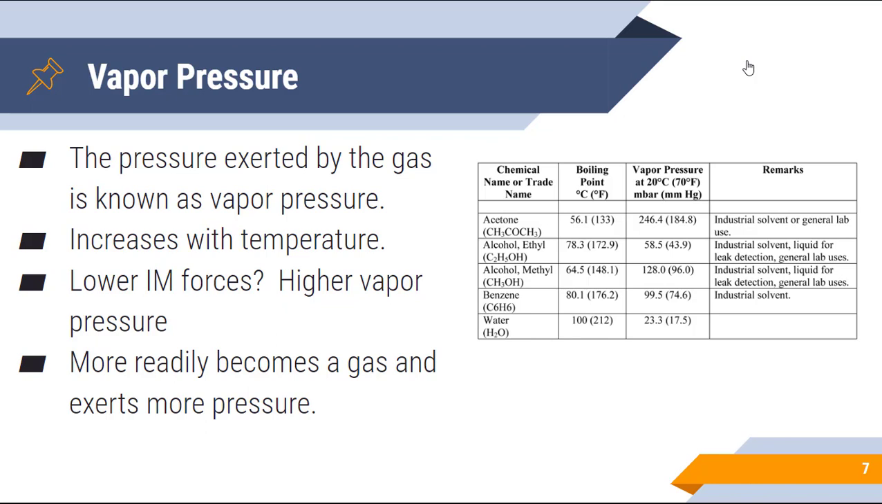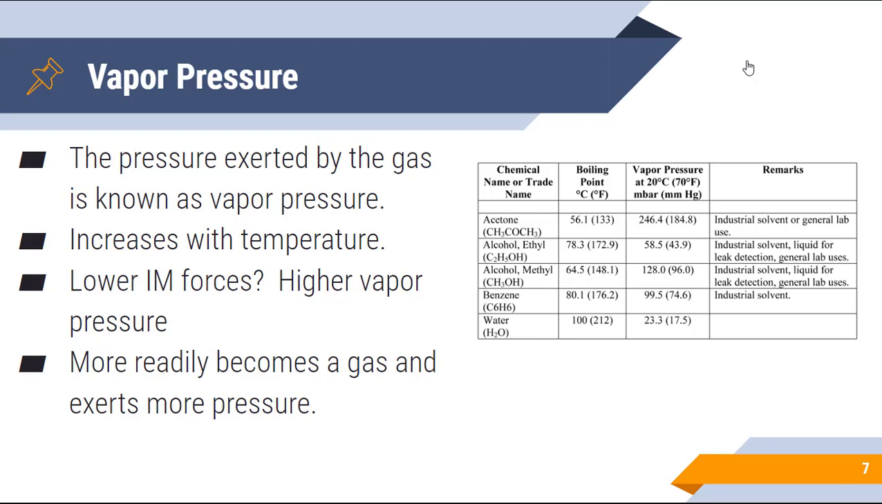Lower intermolecular forces that are present result in a higher vapor pressure. That's one of the reasons why you tend to smell volatile organic compounds: they have relatively low intermolecular forces when compared to water. You really can't smell water. I guess you could smell moisture in a way, but you really can't smell it like you can smell something like gasoline, which has lower intermolecular forces.